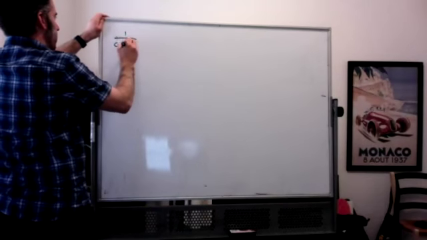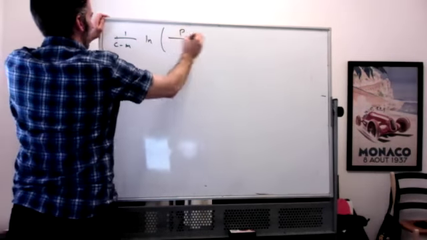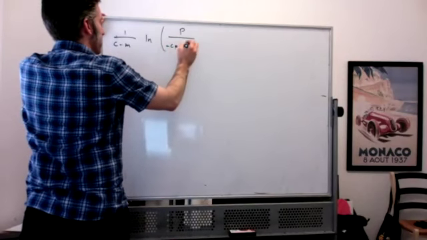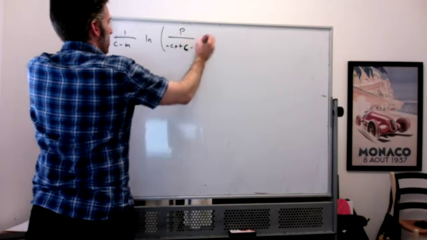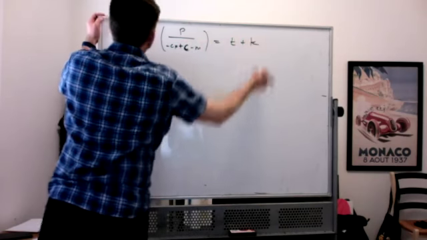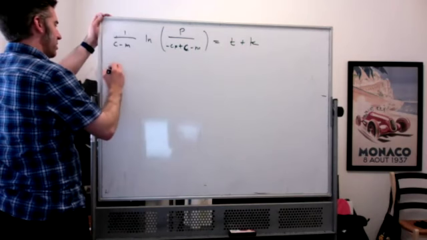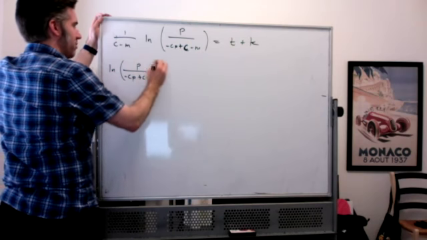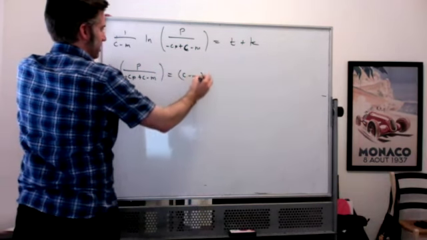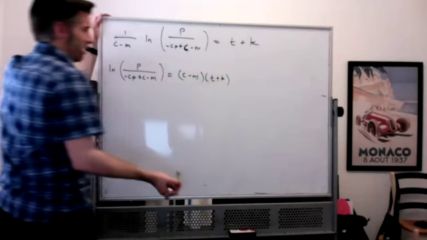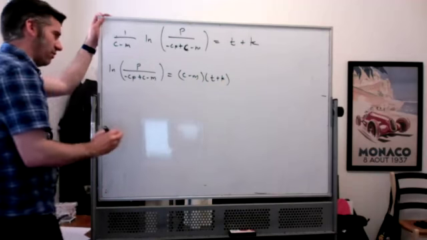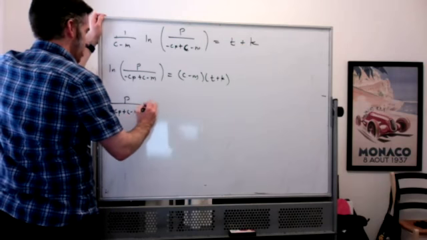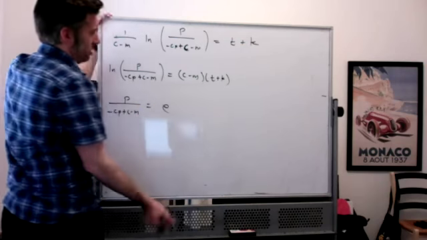1 over C minus M times the natural log of P over negative CP plus C minus M equals T plus K. Then you multiply by C minus M, so the natural log of P over negative CP plus C minus M equals C minus M times T plus K. And then you would exponentiate both sides, so you have P over negative CP plus C minus M equal to e to the this garbage.